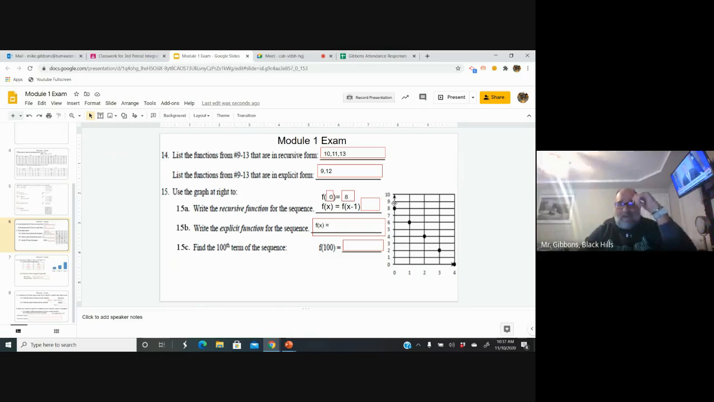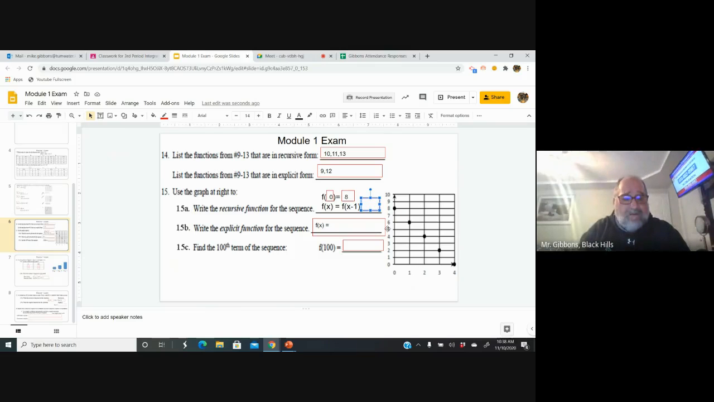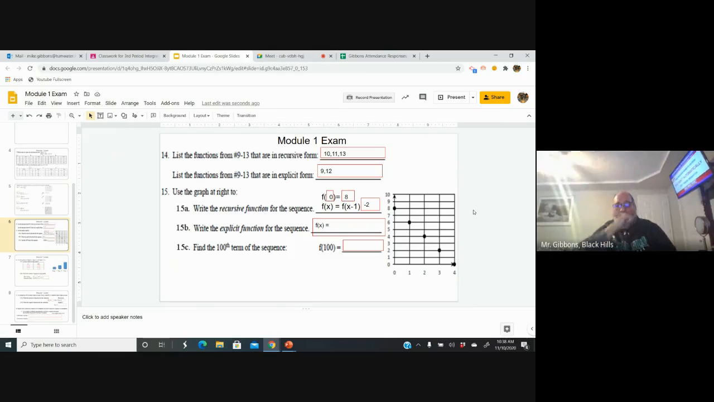And now I just got to think about my pattern of change. So what is happening to my outputs, f of x? Well, when x is 1, f of 1 is 6. And then I'm dropping down to 4. And then I'm dropping down to 2. And then I'm dropping down to 0. So it looks to me like we are subtracting 2 every time. Minus 2. I have a common difference of negative 2 right there. Does that make sense, you guys? Yes. Okay.